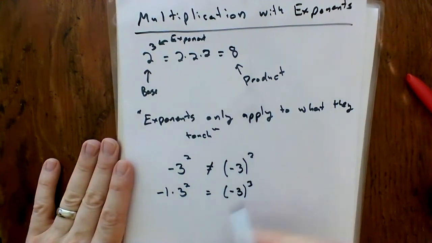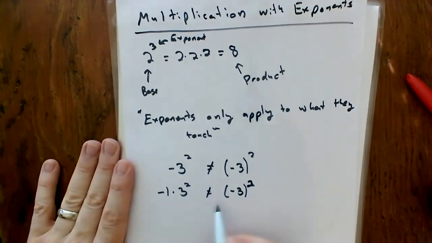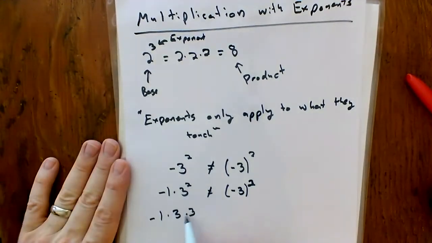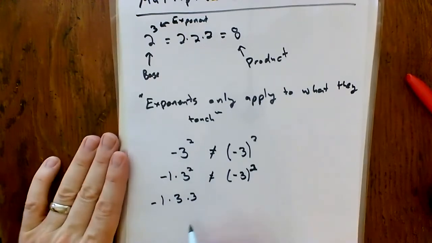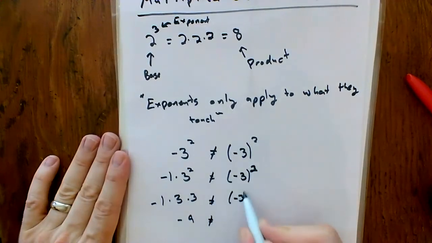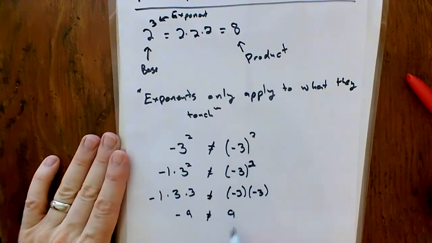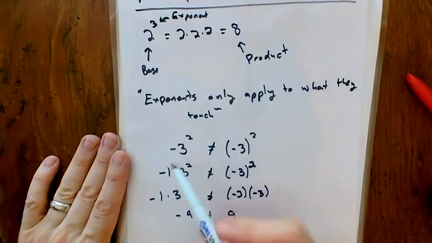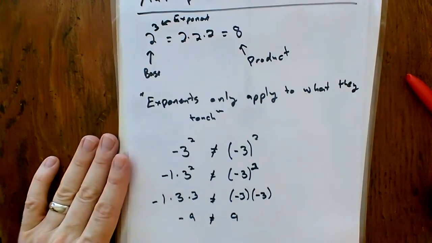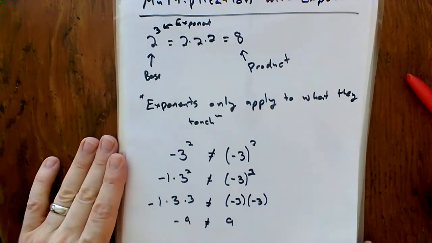So if I were to expand this out, this is -1 times 3 times 3. This is going to be -1 times 9, or -9. That is not the same thing as -3 times -3, and as we all know, negative times negative is a positive. So if you've got a negative sign in front of something, the exponent will not apply to it. I'll pause, and it's a good time to pause and take notes if you are so inclined.